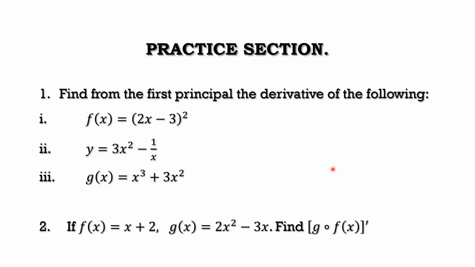So we have a practice section for you to try your hands on, to find from the first principle the derivative of the following functions. And this is a very unique example for you to try. That is, f of x is x plus 2, g of x equal to 2x squared minus 3x. Find g composite f of x, all prime. That means the derivative of this particular function.